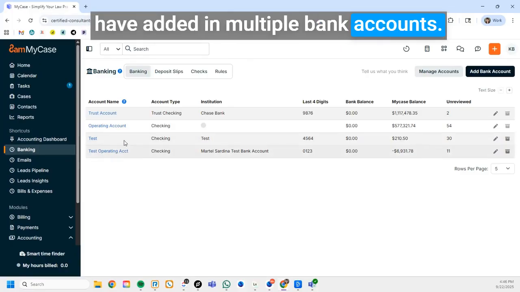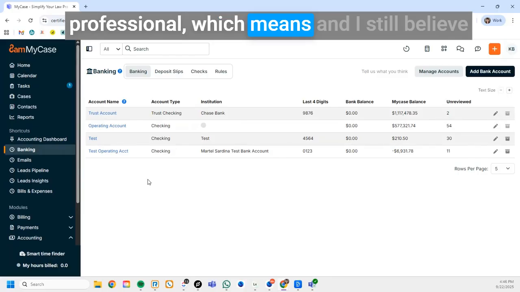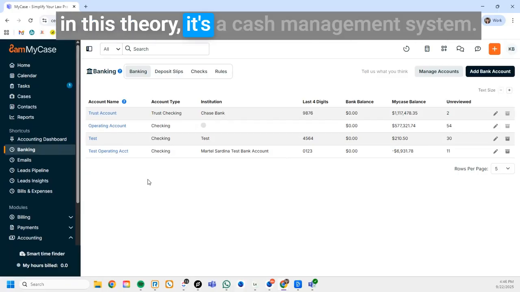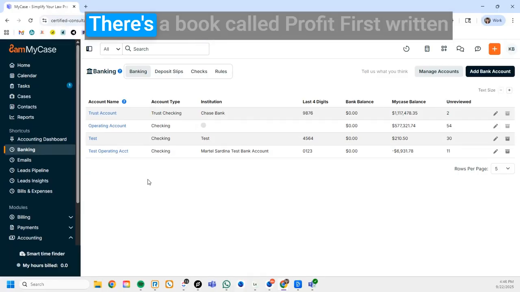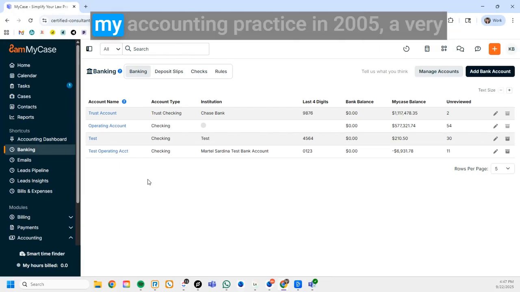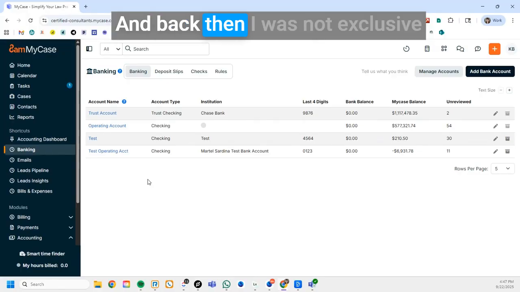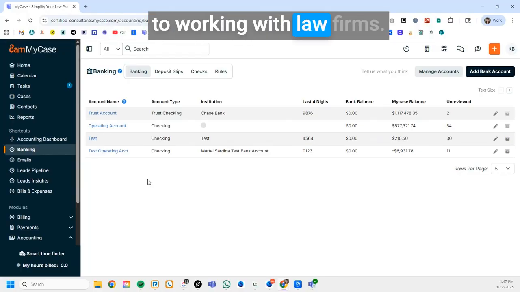multiple bank accounts. For example, I used to be a Profit First professional, which means, and I still believe in this theory, it's a cash management system. There's a book called Profit First written by Mike Michalowicz. When I started my accounting practice in 2005, a very common question I would get from clients, and back then I was not exclusive to working with law firms.